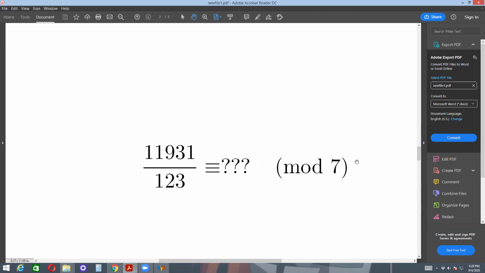All right, so this is a question basically. This number divided by that, what is the answer mod 7 without actually dividing the number itself? So I want you to use fractional arithmetic.